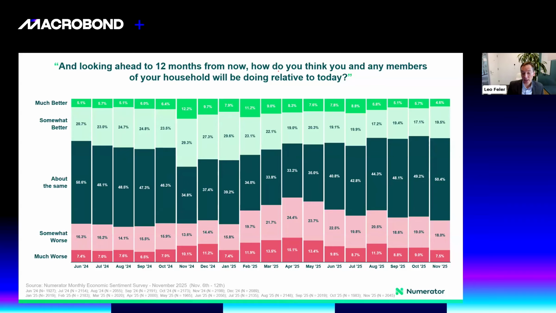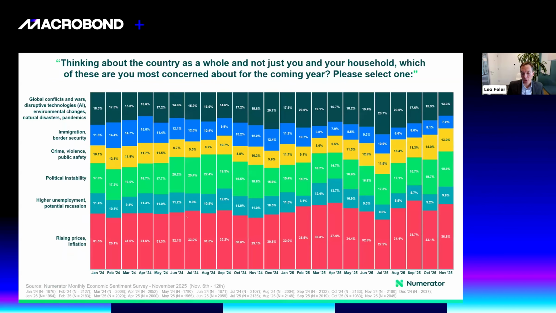If you ask consumers looking ahead, how do you think we will be? We've seen this improvement from where we were during the tariff announcements. And we're basically a little bit worse off than where we were back in 2024. Let me just close in terms of what consumers are most concerned about still, right? Consumers still are mostly concerned about rising prices and inflation. This is their biggest concern. The second biggest concern is political instability, right?